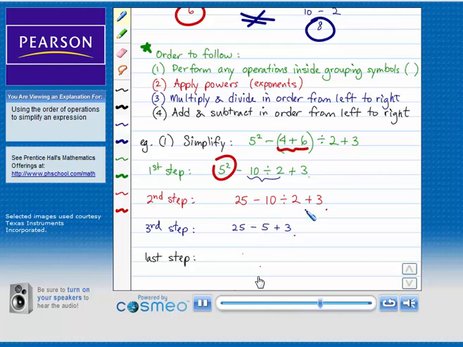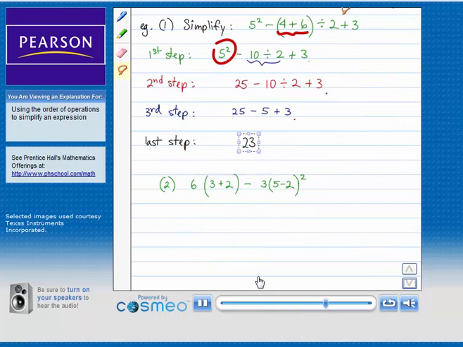So I have eliminated the parentheses, I've eliminated the multiplication and division and the exponents. All that's left now is to add or subtract in order from left to right. So 25 minus 5 is 20, 20 plus 3 is 23, so that should be my final answer, and there it is. That's not so difficult, but it is something that you need to learn and memorize so that you follow that order in each problem.